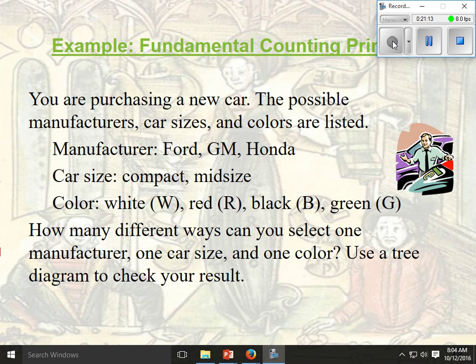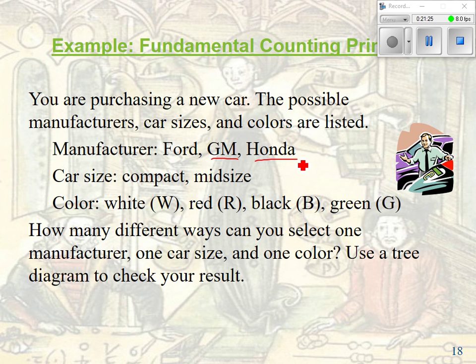All right, an example. You are purchasing a new car. The possible manufacturers, car sizes, and colors are listed. So you could have a Ford, GM, or a Honda. Car size, you could get compact or mid-size. Your color, you could have white, red, black, or green.